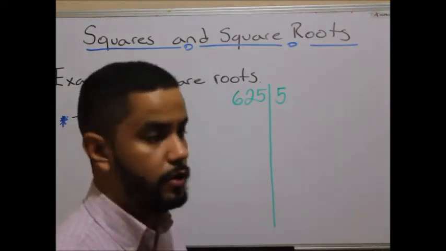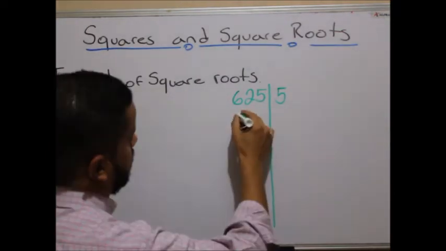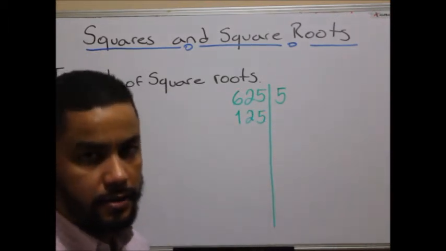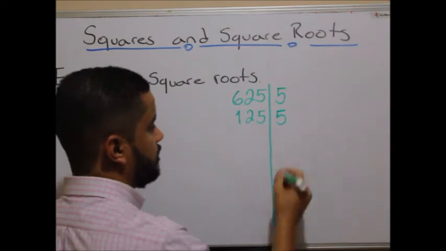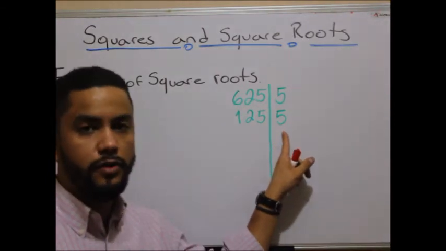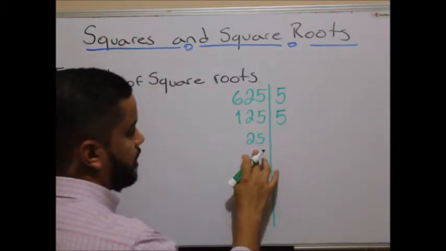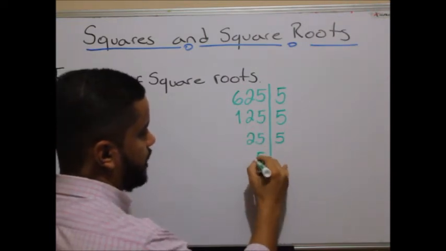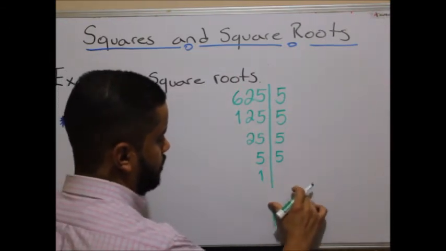Now we take 625 and divide it by 5, and it will be 125. So we write down the answer. This number ends in 5, so we use 5 again. 125 divided by 5 is 25. And 25 is divisible by 5, so we write the 5 here, and 25 divided by 5 is 5, and that 5 is divisible by 5, so we get 1.